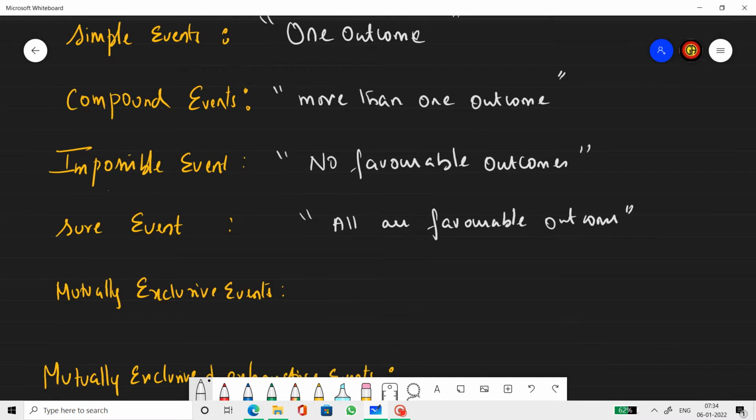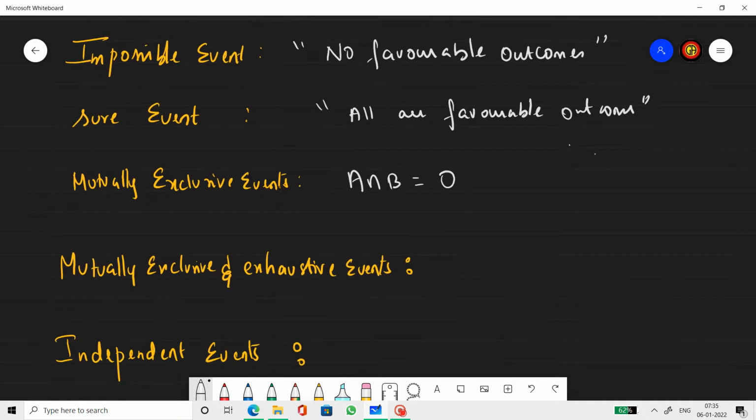Then mutually exclusive events. A intersection B will be a null set here. For mutually exclusive events, A intersection B will be 0. So that means there is no outcome in common for A and B. So this is a mutually exclusive event.